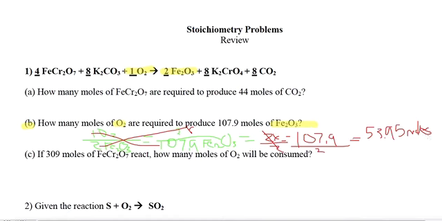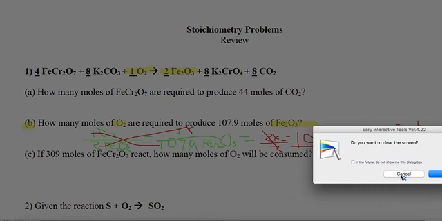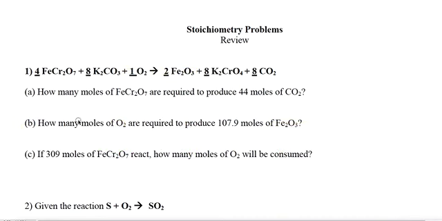Sweet. All right, so I'm going to clear everything out again. So we have 309 moles of, again, we're using the FeCr2O7. I'm going to highlight that one. And then we're using O2. So we see we have 4 over 1, right? Cool.